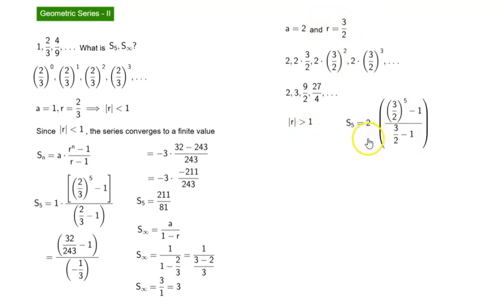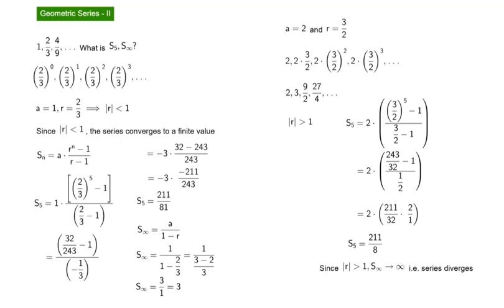So let's find the sum of the first 5 terms. S sub 5 is equal to 2 times ((3/2)^5 minus 1) divided by (3 by 2 minus 1). Simplifying it, we get 211 by 8. Since the magnitude of R is greater than 1, the sum when taken to infinity will give us infinity. That is, the series diverges. Here, the earlier series converges to 3.